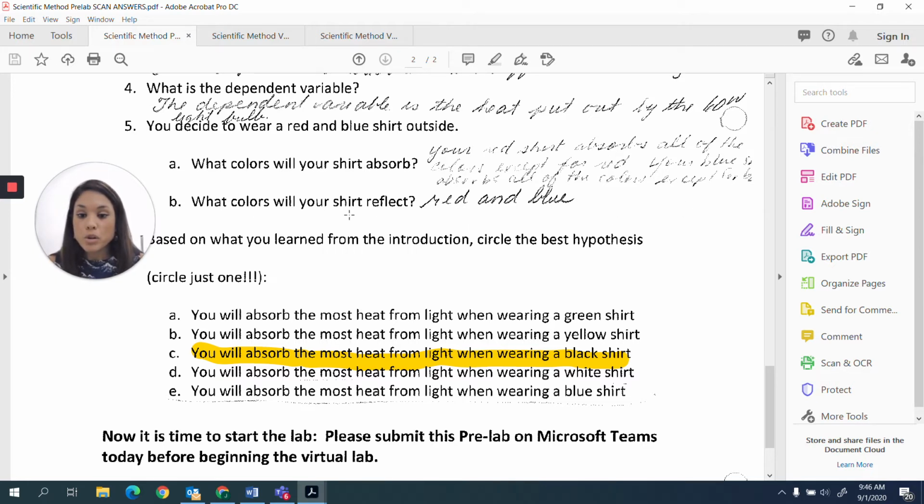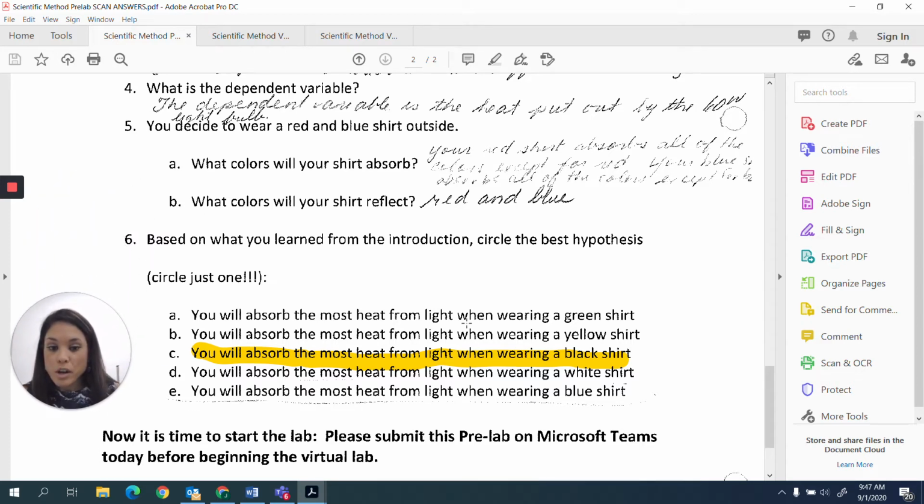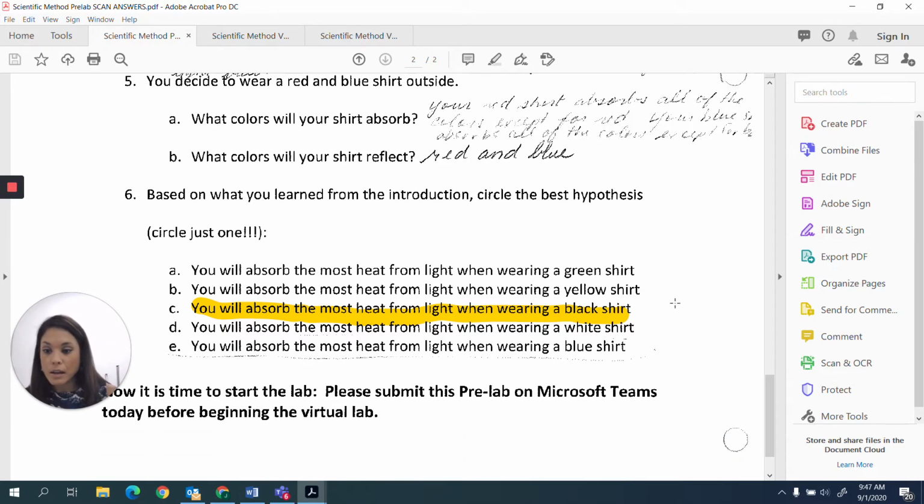What colors will your shirt reflect? Well, a red shirt absorbs all of the colors except for red, and then it's going to reflect red. And a blue shirt absorbs all of the colors except for blue and reflects blue. Based on what you learned from the introduction, circle the best hypothesis. And I have it highlighted here. Double check to see that that is your hypothesis. Whatever guess you made is fine.